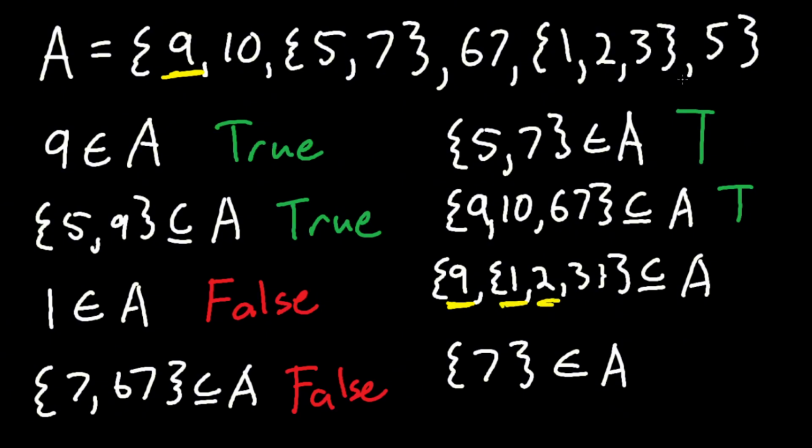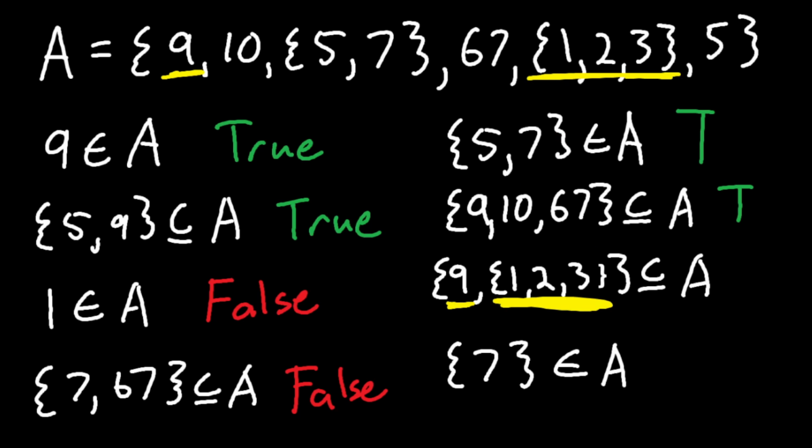But do we test 1, 2, 3 individually? We don't. And the reason is that we treat nested sets as a singular element, one element. So this entire thing is one element. So we test this guy as an element, okay? So is {1, 2, 3} an element of A? Well, the set {1, 2, 3} is an element of A. We have the set {1, 2, 3} right here, right?